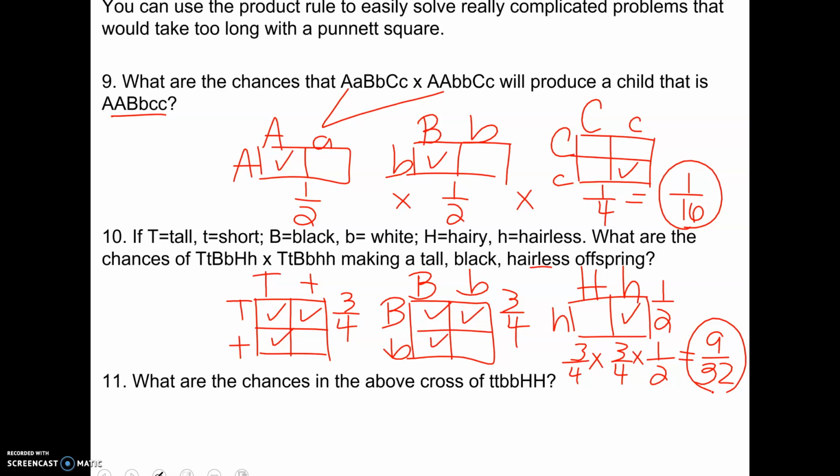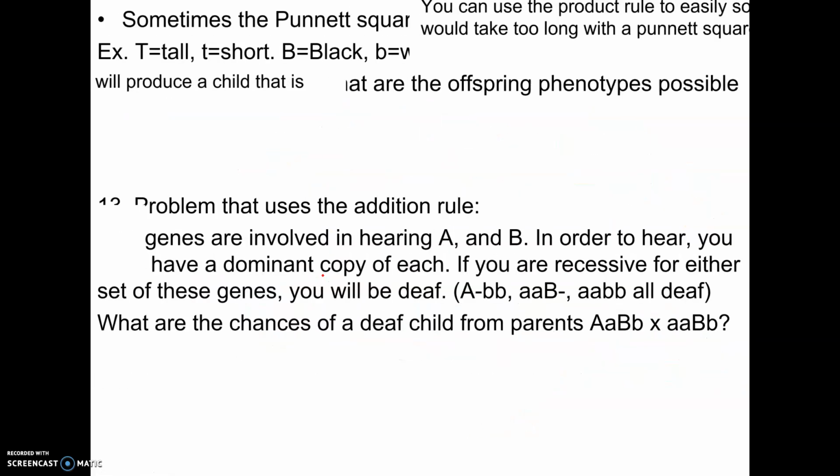If you tried to make a Punnett square, this would have to be 8 by 4. So a 32 box Punnett square, and you'd have to put 3 letters over each box. This last one is a trick question, I believe, because you can't get big H, big H. This is just 0, because this parent is little h, little h.